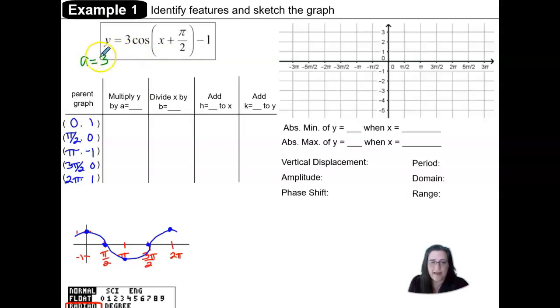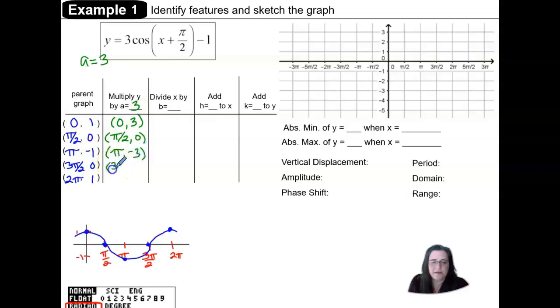And the a, since it's positive, tells me there's been no reflection, but there has been a vertical stretch of 3 units. So to do that vertical stretch, we're going to multiply each of these y values by a equals 3. So the x stays the same, and then 1 times 3 is 3. The x pi over 2 stays the same, 0 times 3 is 0. My x of pi stays the same, and -1 times 3 is -3.